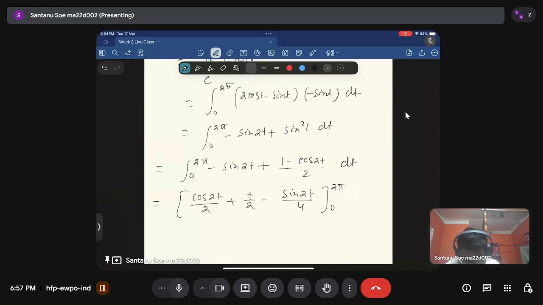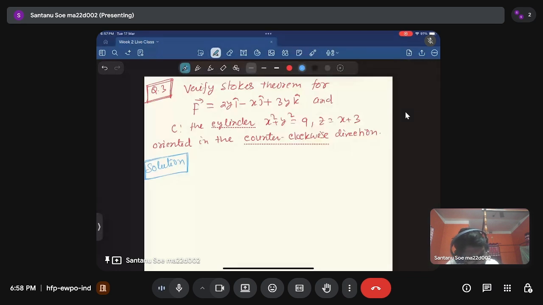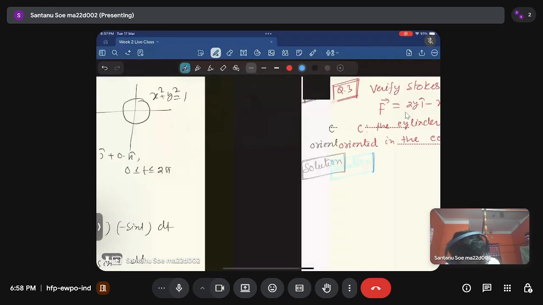So first we're going to calculate the right hand side, that is the curl of F dot n, and then the surface integration, and then we're going to calculate the line integration. Okay, so here our curl F is the determinant of i j k, del del x, del del y, del del z, and this is 2y, minus x, and 3y.